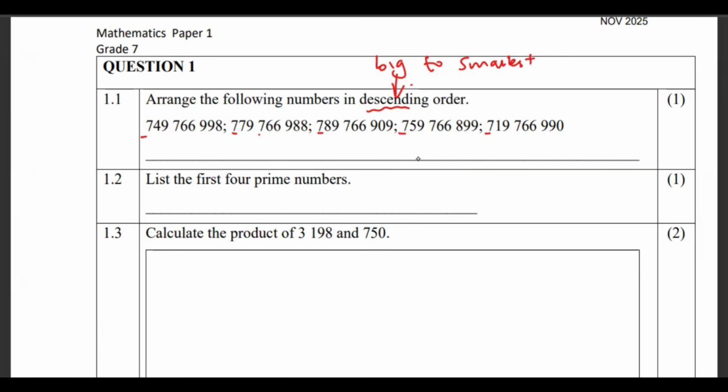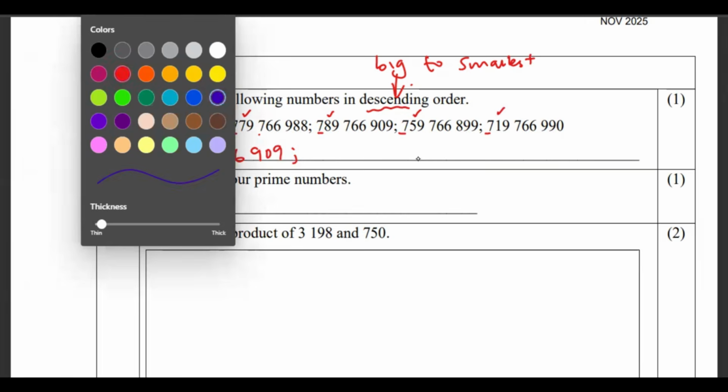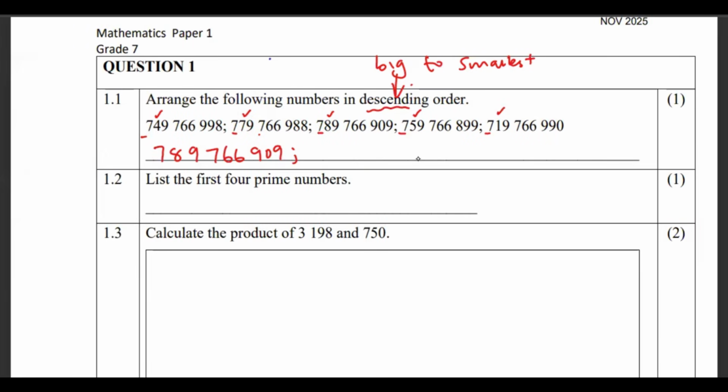Then let me look at the next digit. This is 4. This is 7. This is 8. This is 5. And this is a 1. So meaning that 789766901 becomes the biggest number. Okay, so we're saying this is number 1. Then we have 77 is going to be number 2. And then we have 75 is going to be number 3.